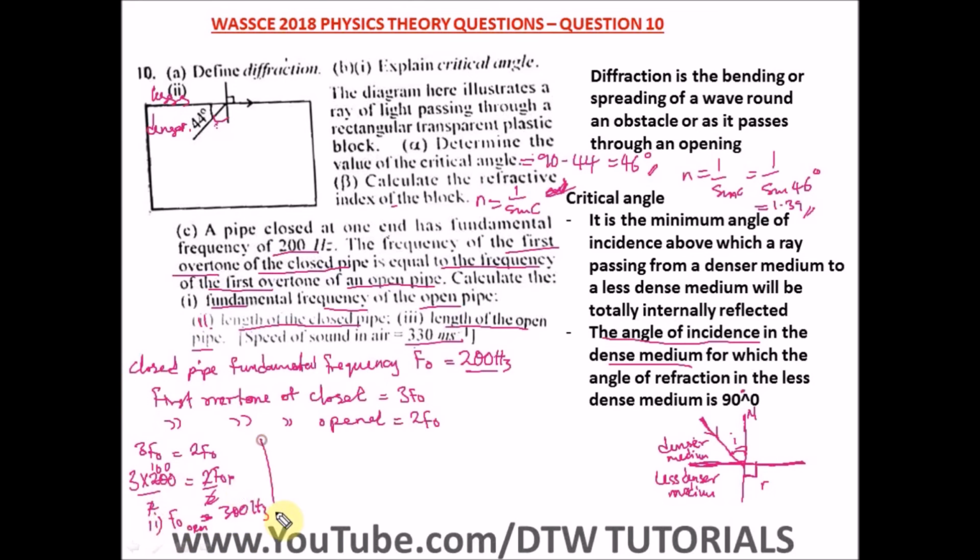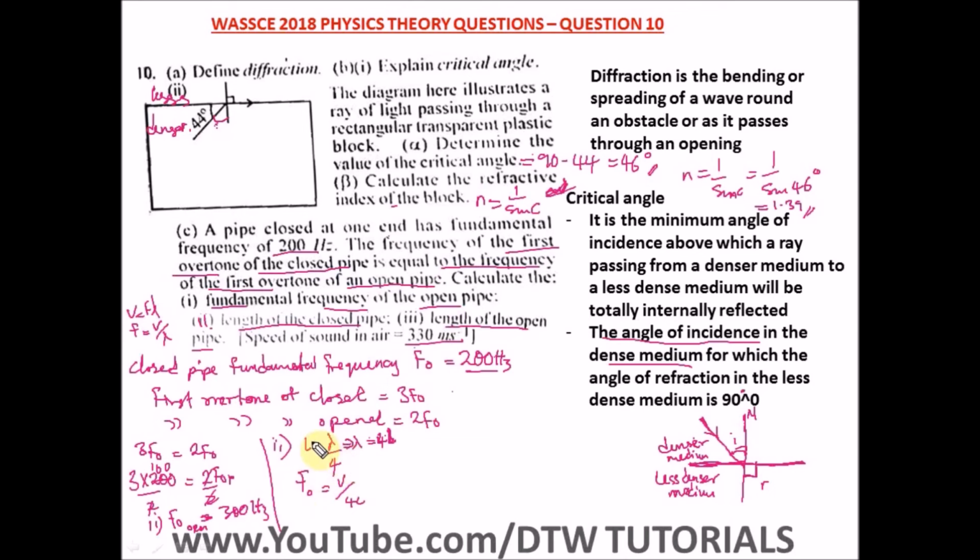Now for this part, it says the length of the closed pipe. How do we find the length of the closed pipe? Remember that for the first length of the closed pipe, L is equal to lambda over 4, so lambda is equal to 4L. And remember that V is equal to F lambda. So F is equal to V over lambda. Substituting our lambda as 4L, our fundamental frequency FO is equal to V over 4L.